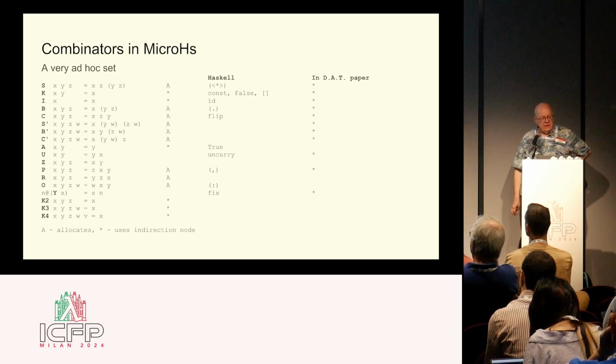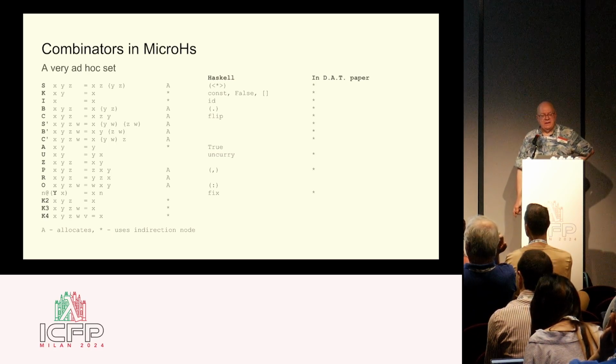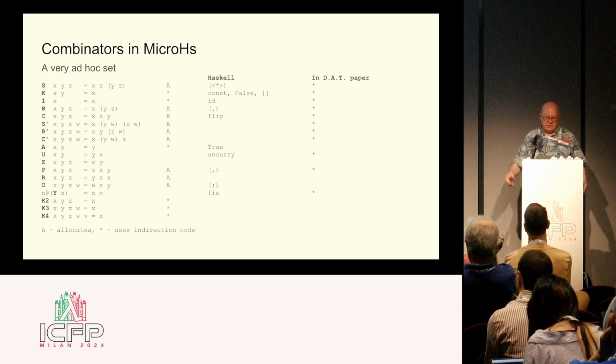For instance, you see K2, K3, K4, that sort of throws away different number of arguments. When I added K5, you didn't think that would hurt anything, but it got slower. So who knows?